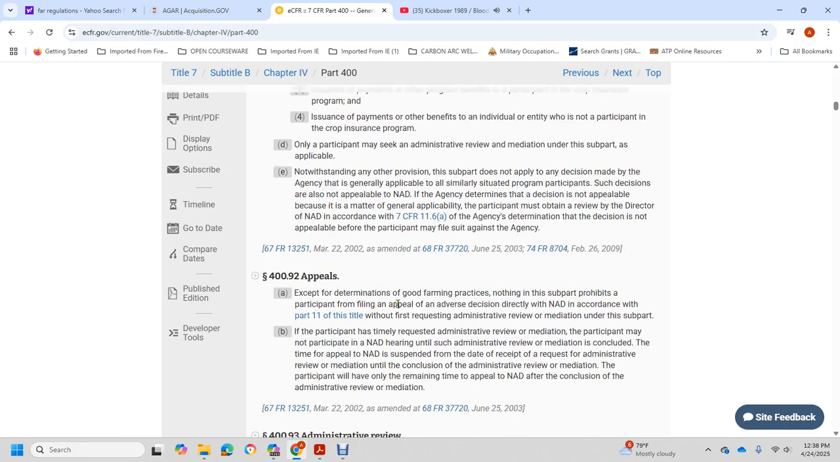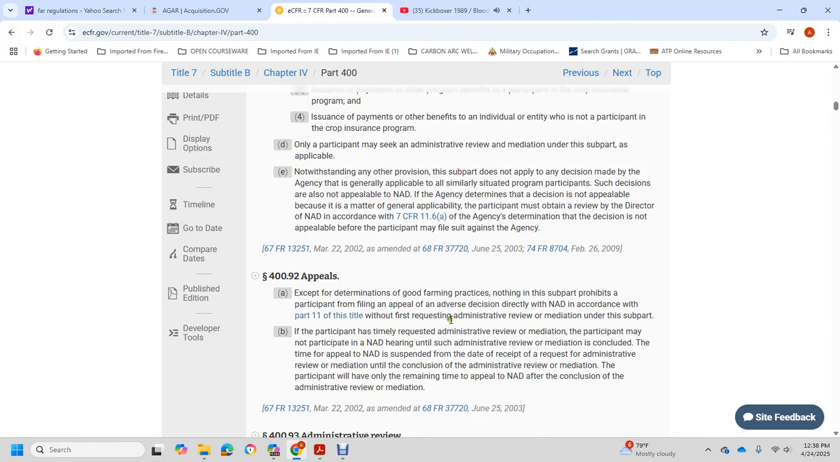492 Appeals. Except for the determination of good farming practice, this subpart prohibits the participant from appealing an adverse decision directly to the NAD, the National Agricultural Department, in accordance with Part 11 of itself, without first requesting the administrator of the review or the mediation under this subpart.